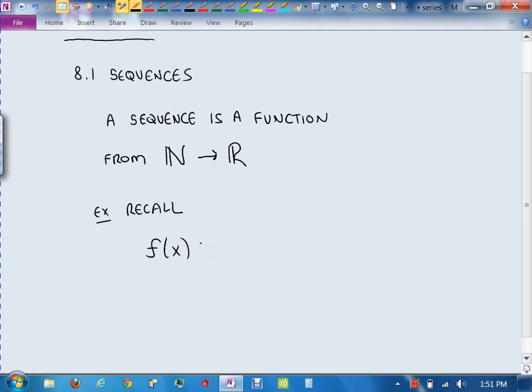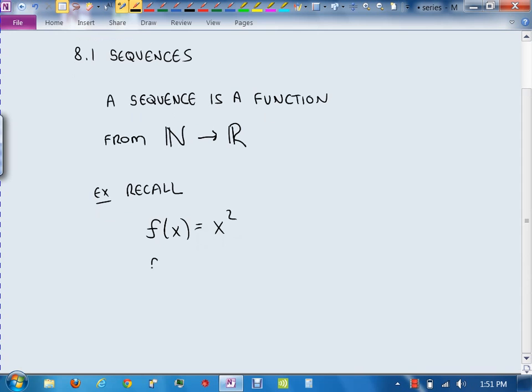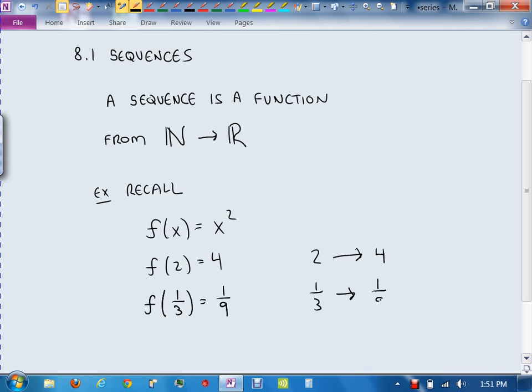If I define f of x to be x squared, then it's perfectly fine for me to plug in 2, right, and get 4. So that function takes the number 2, spits out 4, doesn't it? But I'm not restricted to just numbers like 2, 4, 6. I can plug anything I want into that, right? I could plug in 1/3, and it would spit out 1/9, right? So it goes from 1/3, spits out 1/9.